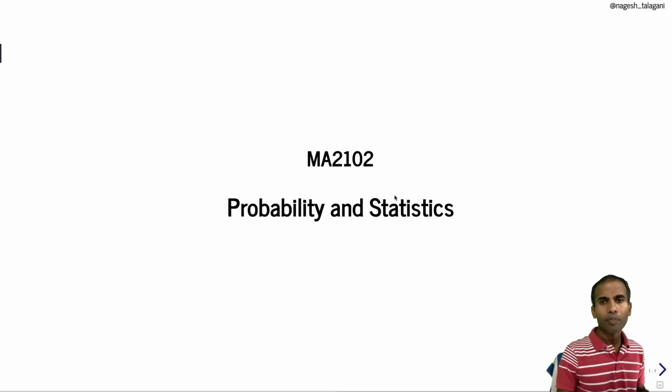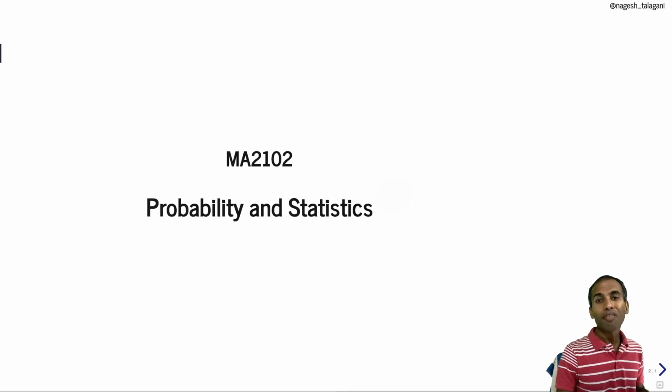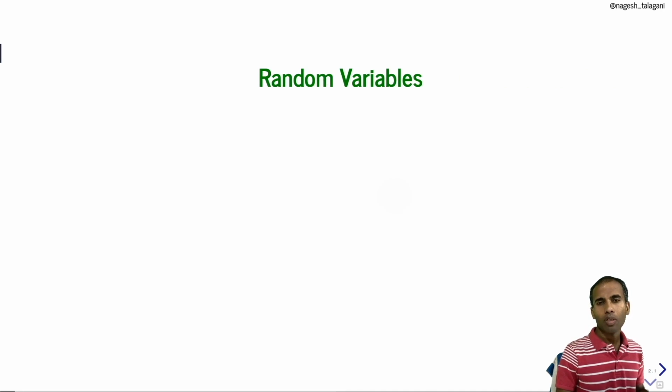Hi students, in this video I am going to introduce the concept of random variables. Most of the time when we consider a random experiment, we may not be interested in the full physical description of the outcome. Rather, we may be interested in a certain numerical characteristic of an outcome.